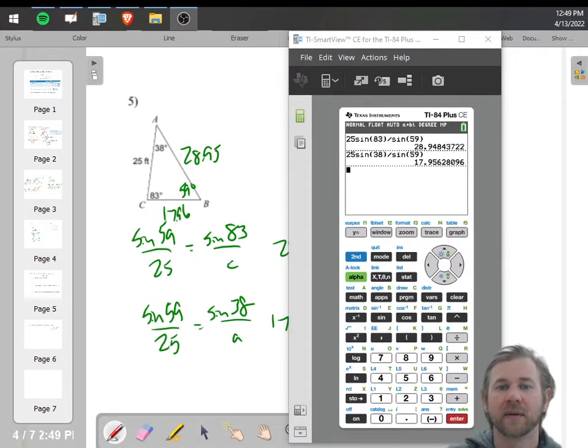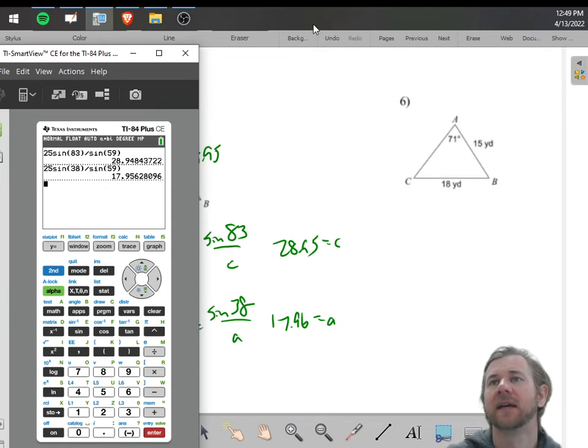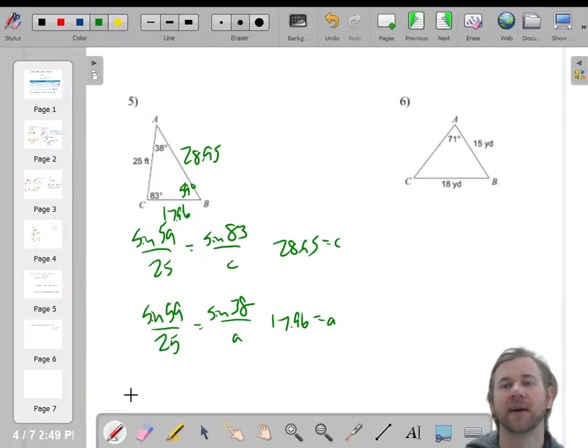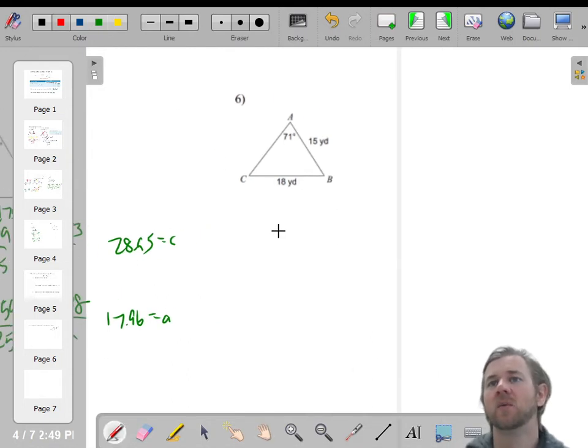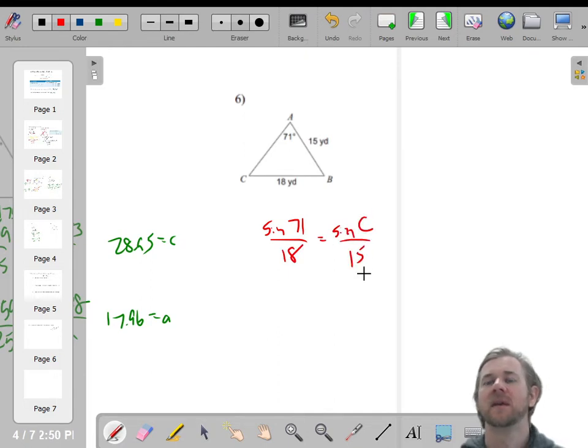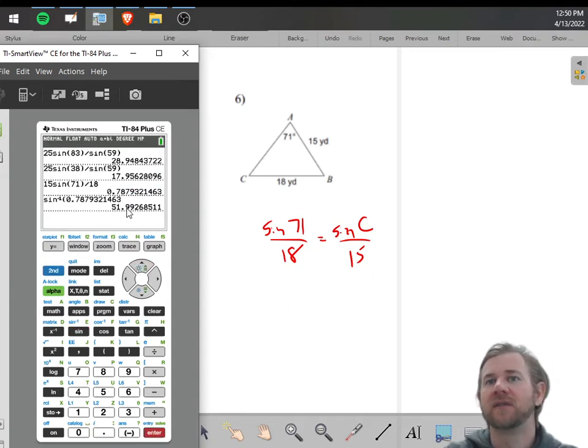Whoa, weird. Okay, what else you got? Side-side-angle again? All right, so here's another side-side-angle problem. So I know I've got to have my heads up here. This could be tricky. Side-side-angle could be ambiguous. We'll do the sine of 71 over 18 is the sine of c over 15. So I'll do 15 sine of 71 divided by 18. That's the sine of c. So c is either 52 or 180 minus that.